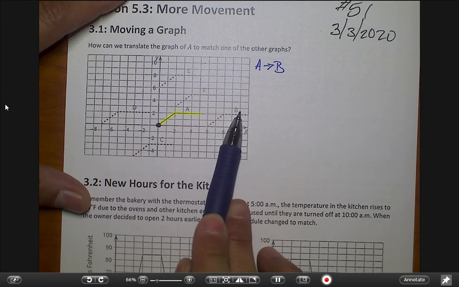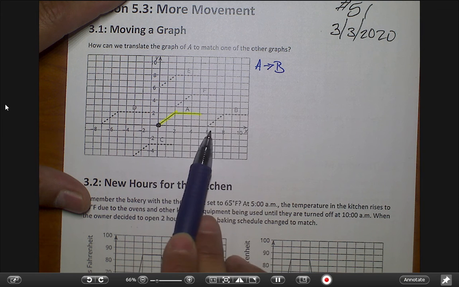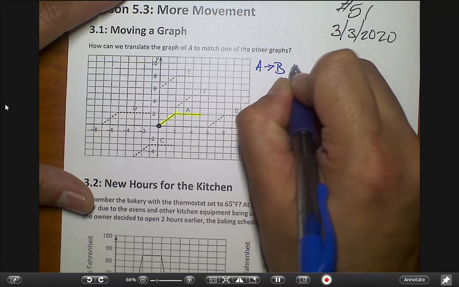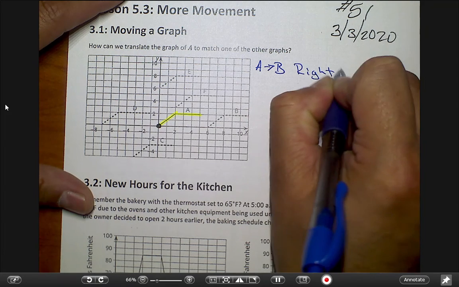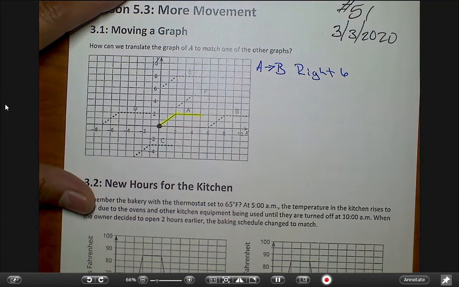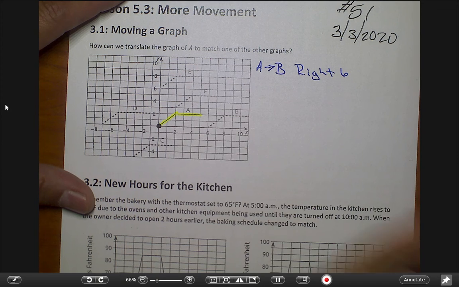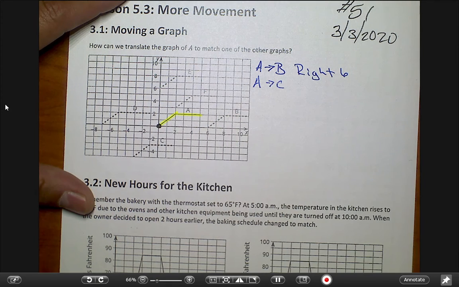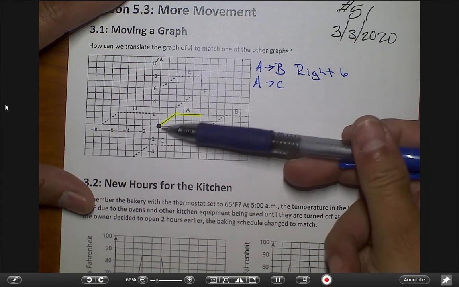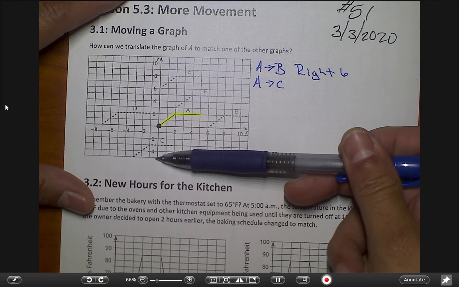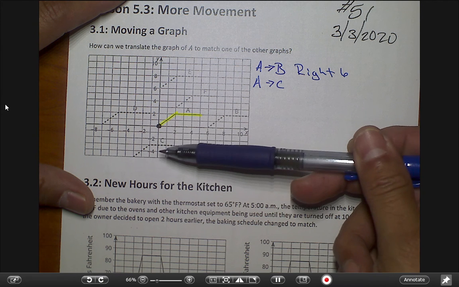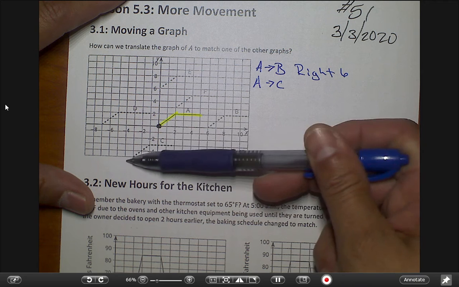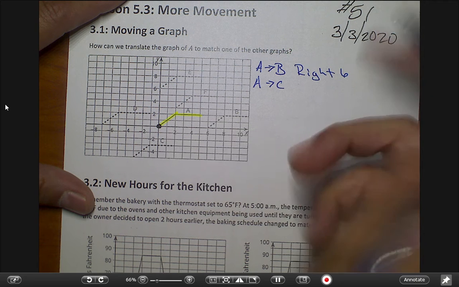Right, it's right 6. Okay, good. Simple notation is fine. Right 6. No, too simple. Okay, how about A to C? Down 3, down 4, down 5. Very good. Down 5. Anything else? Left 3. Down 5, left 3.